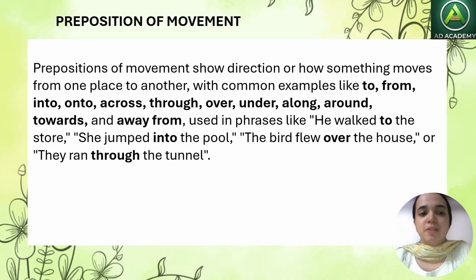Next classification is prepositions of movement. Prepositions of movement show direction or how something moves. These can be prepositions of direction; prepositions of direction and movement are correlated with each other, but I just added this to distinguish some prepositions. From one place to another, with common examples like to, from, into, onto, across, through, over. These all can represent prepositions of direction too. Under, along, around, towards, and away from.